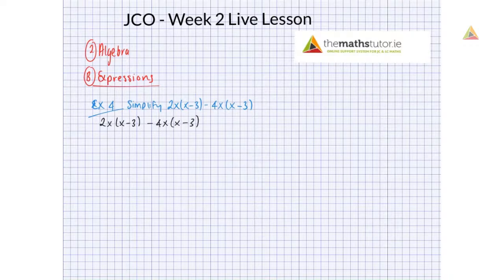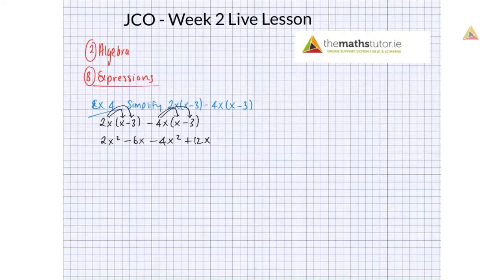So what you're going to do here is multiply 2x by x, 2x by minus 3, and then minus 4x by x, and minus 4x by minus 3. So 2x by x gives us 2x squared, 2x by minus 3 gives us minus 6x, minus 4x by x gives us minus 4x squared, and then finally minus 4x by minus 3, so minus by minus gives us a plus 12x.